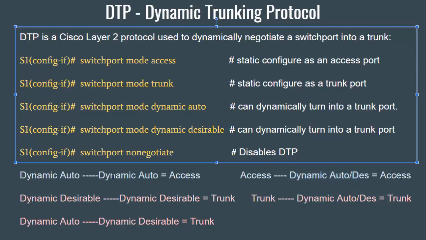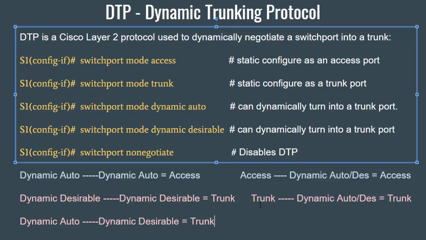If the other side is dynamic desirable, you get an access port. However, if you configure the switch port in dynamic desirable mode on both ends, dynamic desirable on one switch connected to another switch, and that switch port is in dynamic desirable, it will default to a trunk. If one switch has dynamic auto configured on one side, the default, and the other side has dynamic desirable, it'll automatically turn into a trunk.